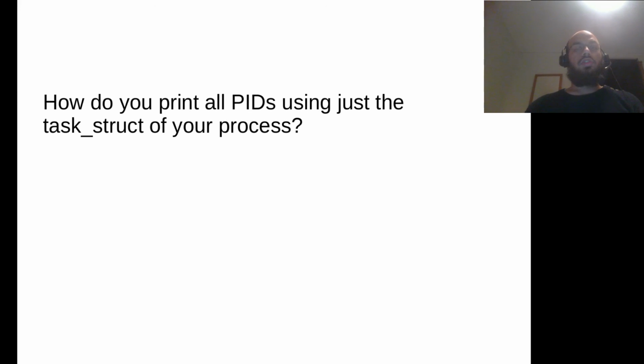So a question arises. It's actually very simple code to implement, and I advise you to try it. And that's how do you print all PIDs using just the task struct of your process. I mean, that's not something that I want you to do for an assignment or anything, but it's actually fun to take a look at things in that way and basically do things with your own hand.